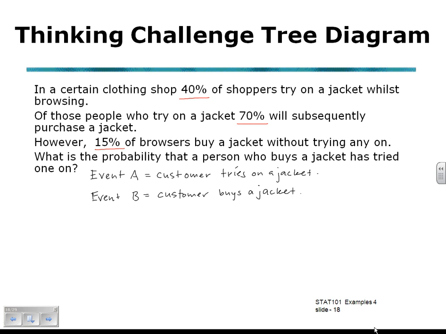So this is a conditional probability question. What is the probability a person who buys a jacket has tried one on? So just rewriting the conditional probability formula, which you'll find on the Stat 101 webpage: probability of A given B is equal to the probability of A intersection B divided by the probability of B itself.